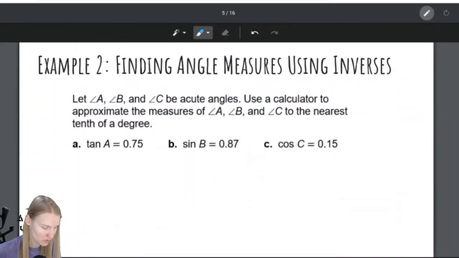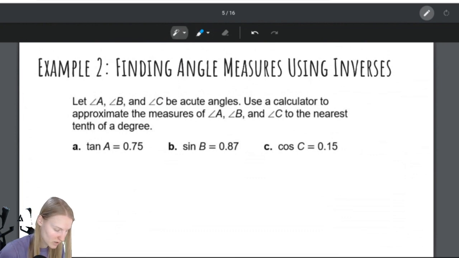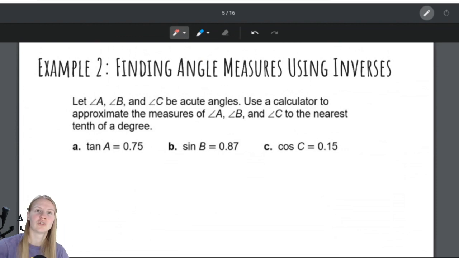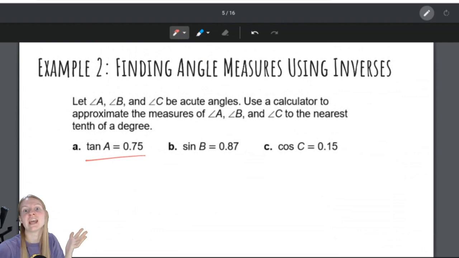Okay, so the very first thing we're going to do is find angle measures using inverses. I am told that the tangent of A is equal to 3/4, which is equal to 0.75. All I have to do is figure out what angle gives us that ratio. So tangent of what? What does A need to be for the tangent of A to be equal to 0.75? Well, there happens to be a nice button on your calculator for this.